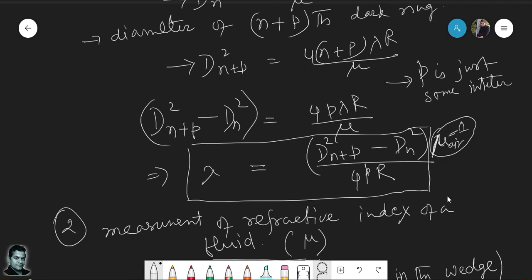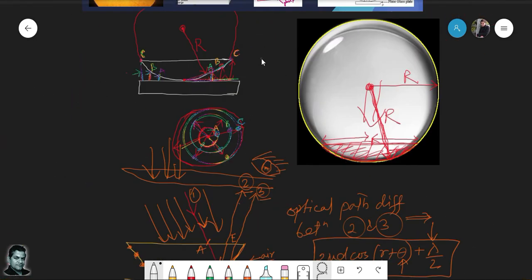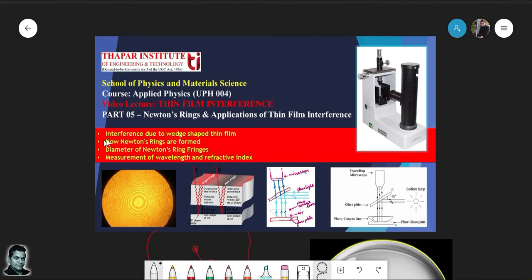Then for the measurement of the refractive index of a medium, we do the experiment in two steps. First, with air, you calculate the difference of the squares of the diameters of the different rings. Then you place the medium for which you want to calculate the refractive index, calculate the same diameter differences, and take the ratio to get the refractive index. With this, we finish this lecture session. To summarize what we did: we first tried to understand how Newton's rings are formed, then we calculated the diameter of the Newton's rings, and then we derived the expressions for the wavelength and the refractive index that you can use for Newton's ring experiments. Thank you very much.